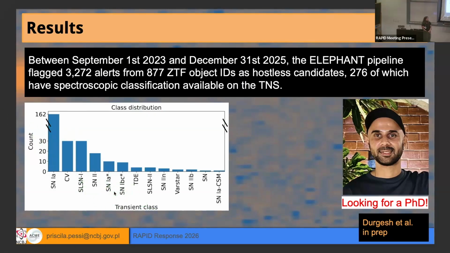We have superluminous supernova, which were the things I was looking for. And we have even some TDE. We do get a lot of CVs, which are our major contamination source. But well, we are doing this analysis now, that is a work in progress, to try to understand how good our pipeline is.